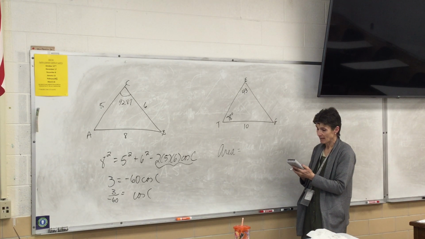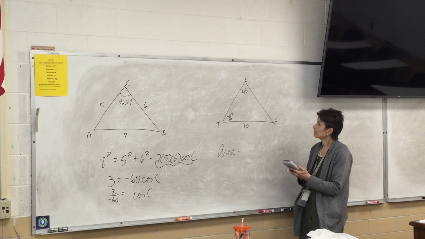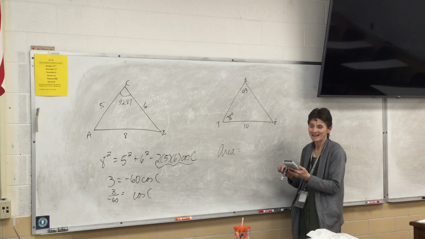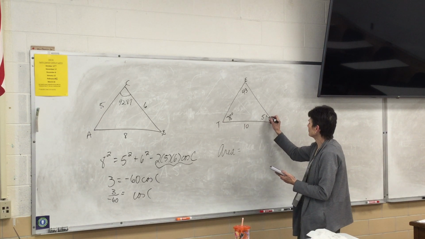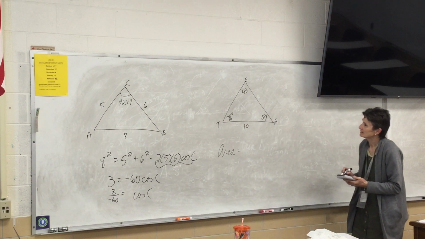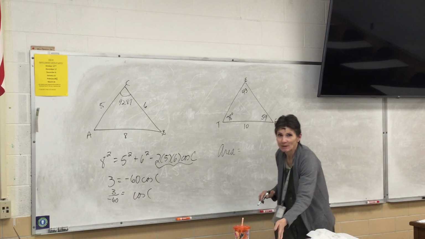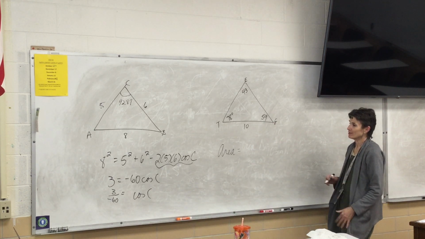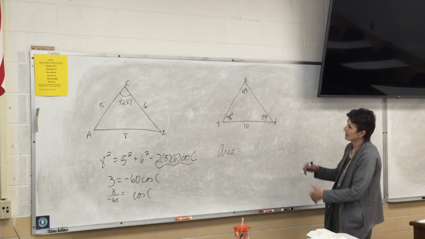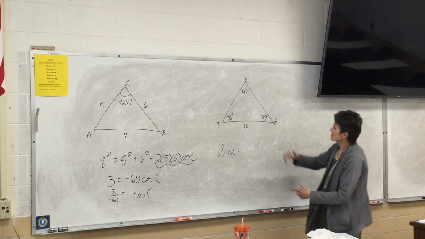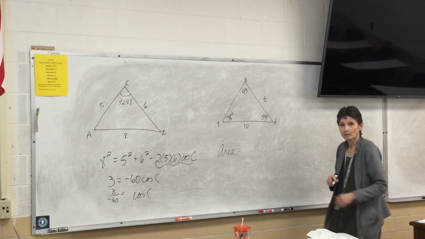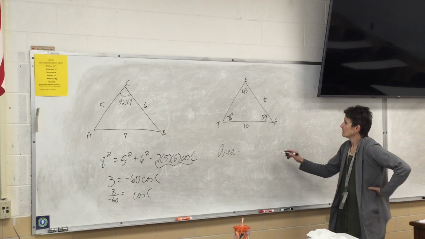Remember, the angles have to add up to 180. They add up to 180. So this one's 59. And now I can find whatever side I want. Since you're not here to help me out, I'm just going to say let's find side T. Okay? So here we go.